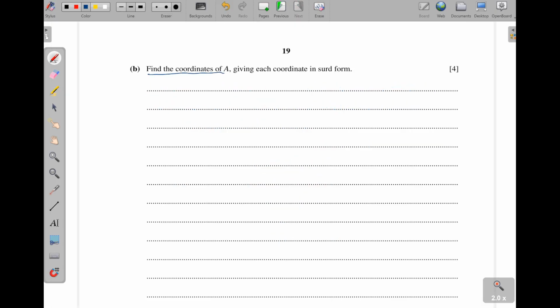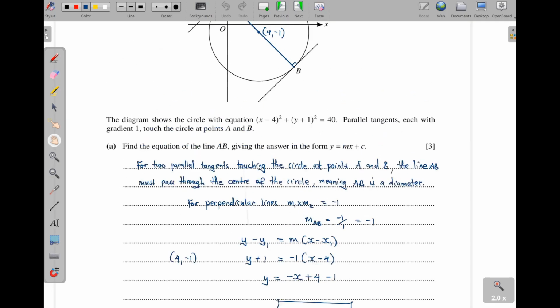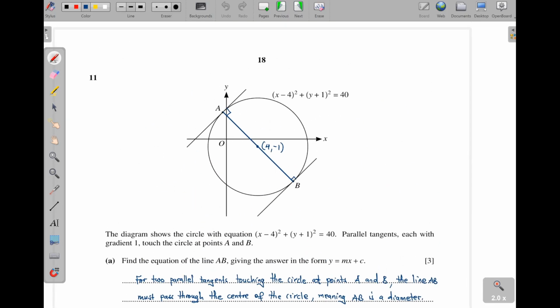Part B, find the coordinates of A, giving each coordinate in surd form. Of course, at A, we are seeing the tangent, or we are seeing that line AB meeting the circle. So if we have the equation of this line and we also have the equation of the circle, that means we can solve them simultaneously.